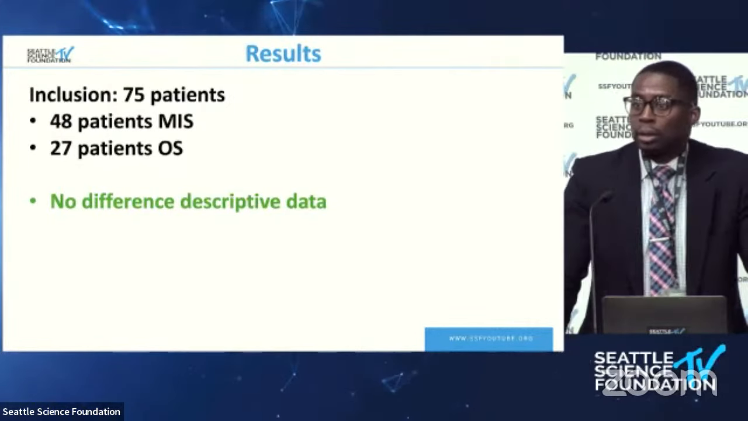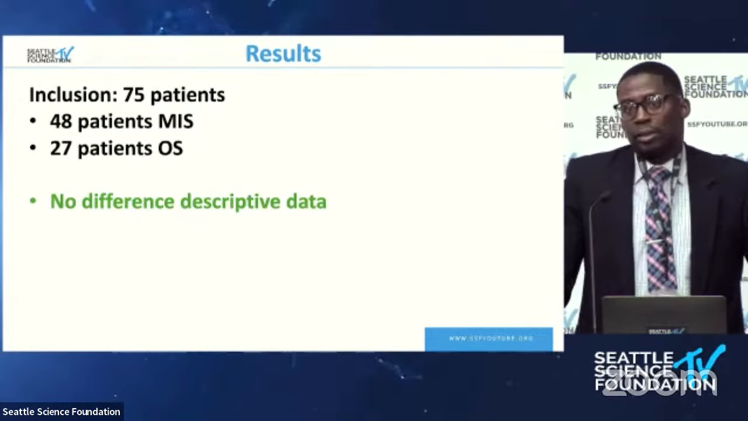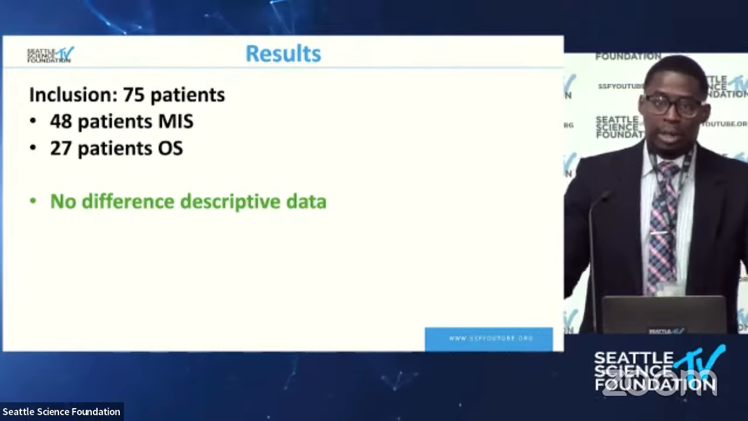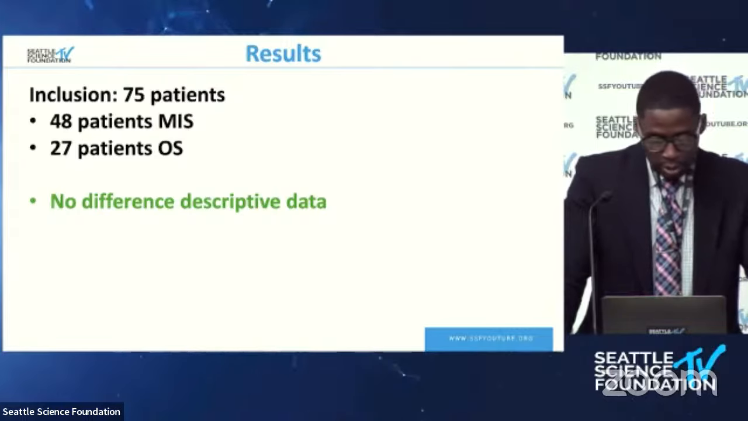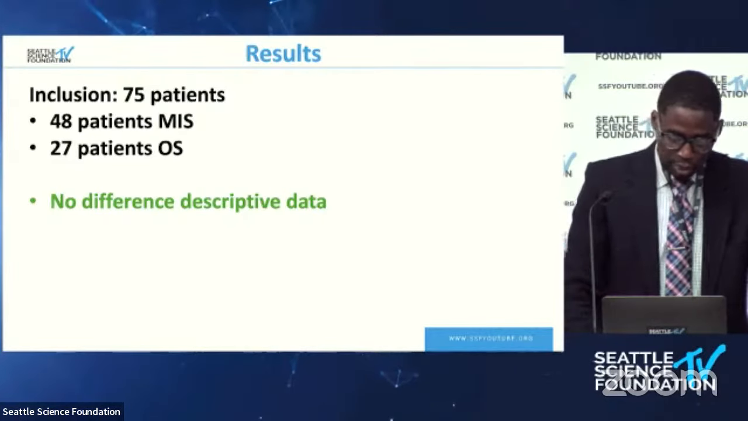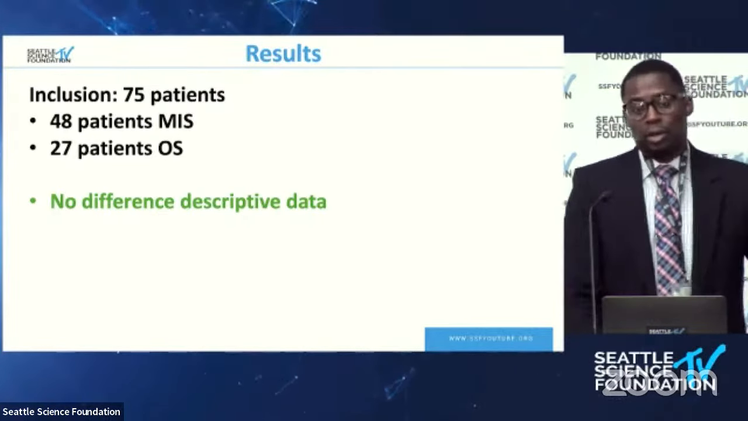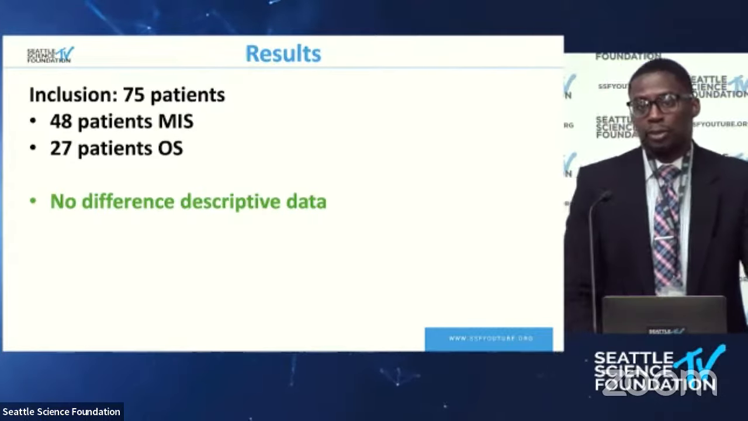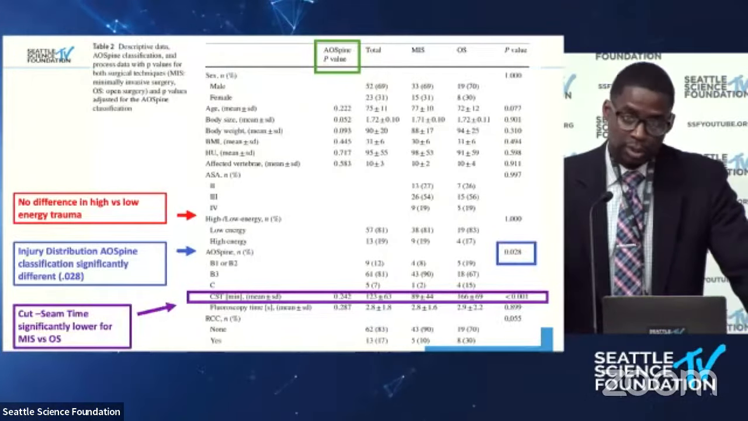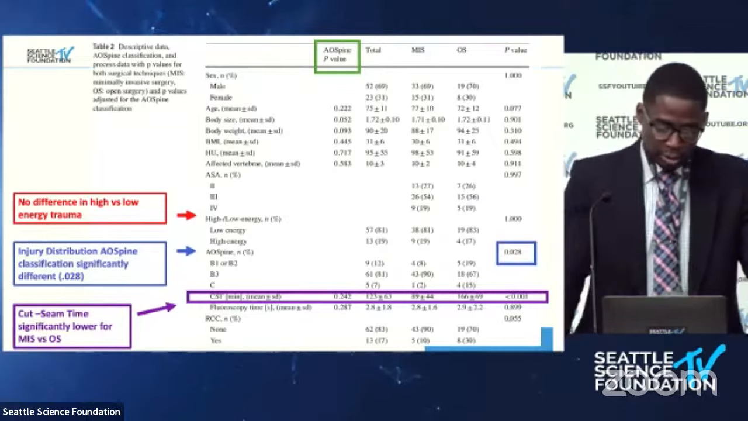A total of 75 patients met their inclusion criteria. 48 underwent minimally invasive spine surgery, while 27 underwent open surgery. One other thing in the results, they noted that there was no difference with respect to some of the descriptive data. This was identified in the second table within their chart.